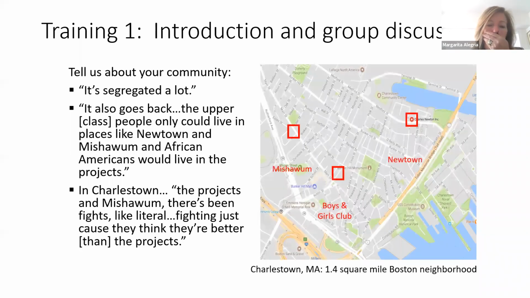This is an example of the first training, where they're discussing how they see their community. And this is in Charlestown, where you can see one of the youth saying it's segregated a lot. It also goes back, the upper people only could live in places like Newtown and Mission, and African Americans must live in the projects. And you can see here, they did boxes to identify where the different groups were meeting, and which sites were particular for one race or another. And then they said in Charlestown, the projects and Mission, there have been fights, like literally fights, just because they think they're better than the projects. And youth would talk very much about how they couldn't cross over from one street to the other because there could be a fight.